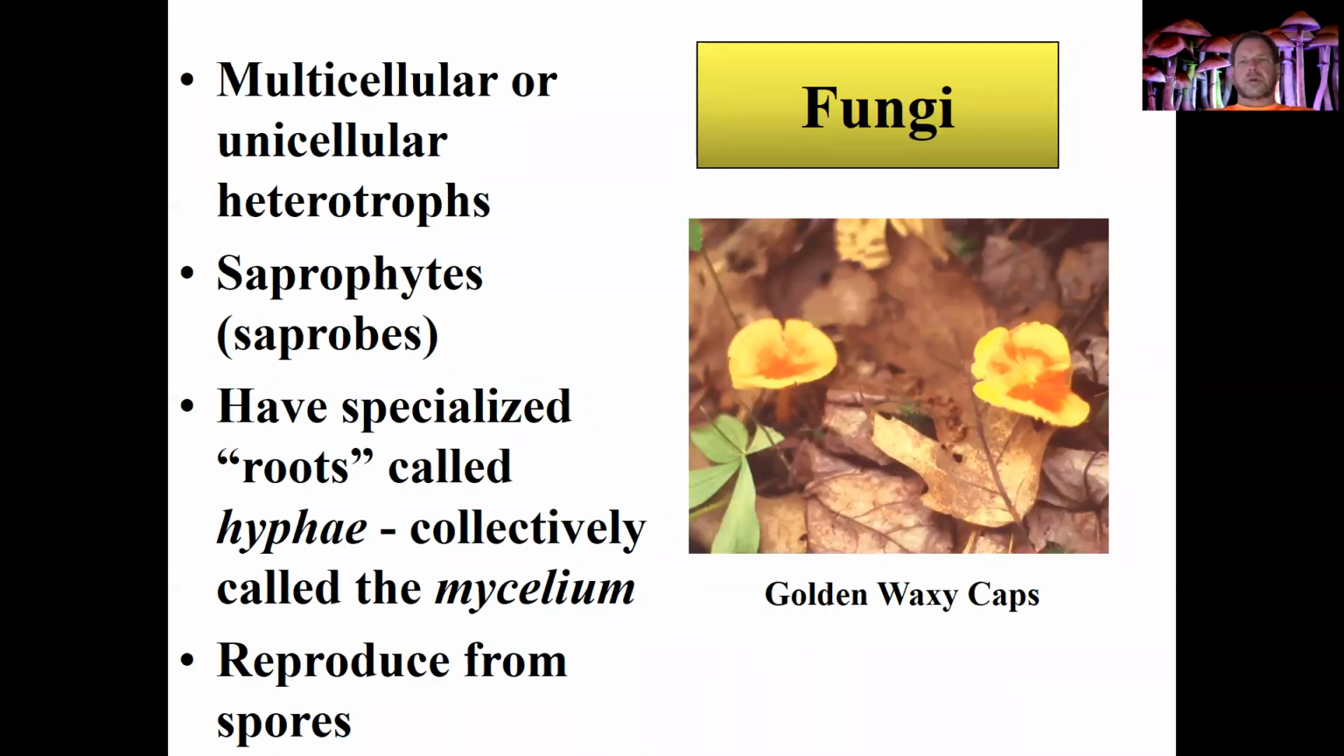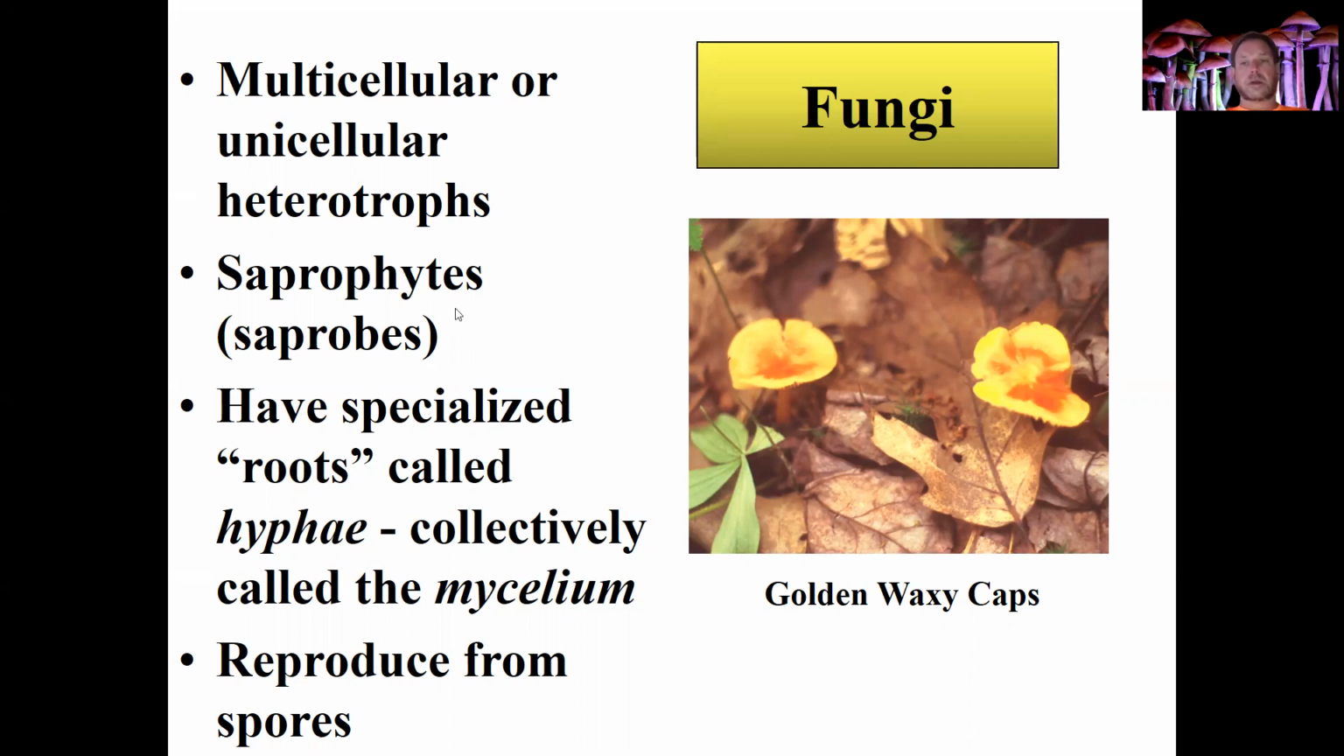Well, the next group of organisms we are looking at in the diversity of life are the fungi. Fungi can be multicellular, most of them are, or unicellular, like yeasts. Fungi are heterotrophs, meaning that they do not make their own food. They eat. What do they eat? A lot of them eat dead things.